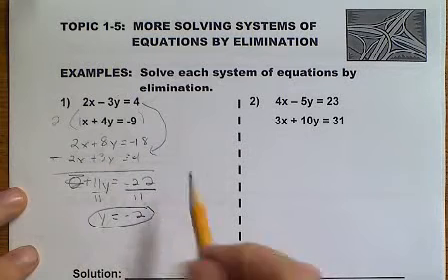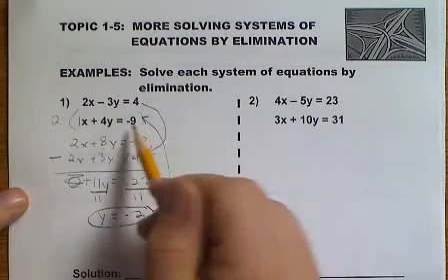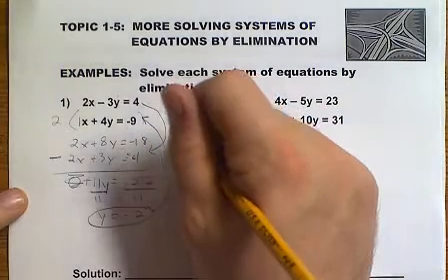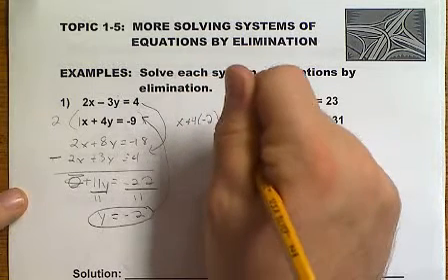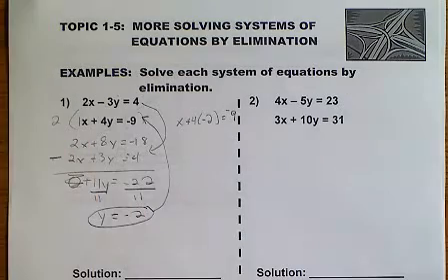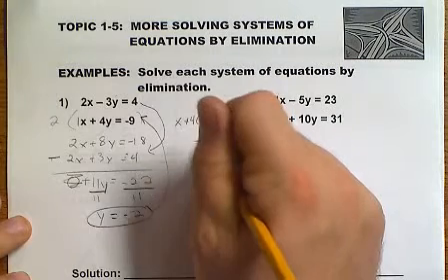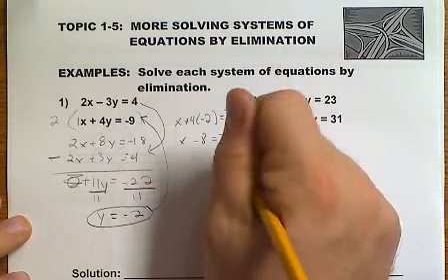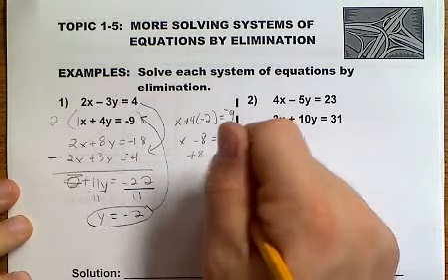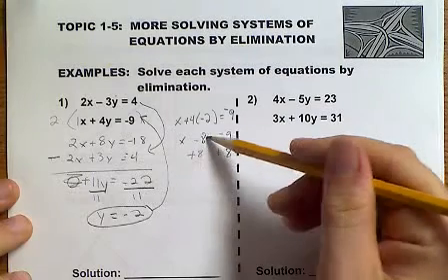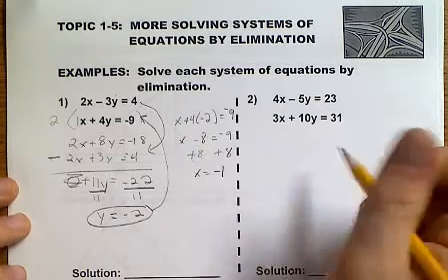Now take this, plug it into either one of my original equations. I like this one, it's got slightly smaller numbers. x plus 4 times negative 2 equals negative 9. 4 times negative 2 is negative 8. So x minus 8 equals negative 9. To get rid of minus 8, I will add 8 to both sides. x equals negative 1.